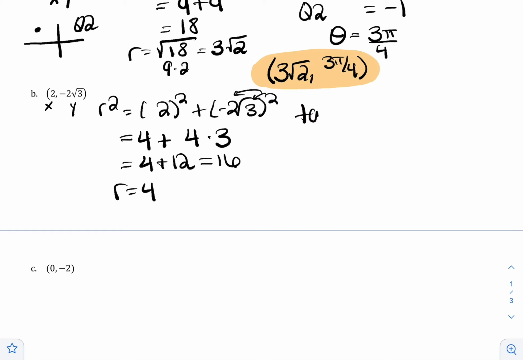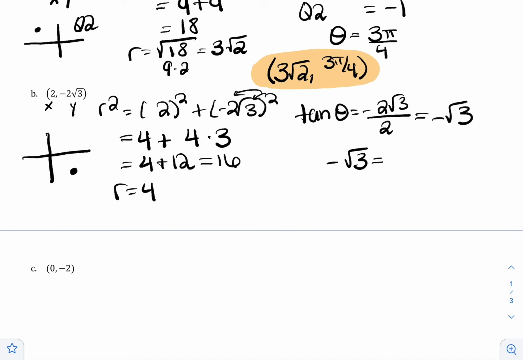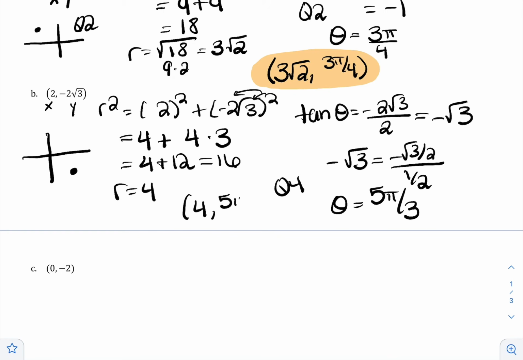Then I have the tangent of theta is y over x, which simplifies to negative square root of 3. Now, when x is positive and y is negative, that puts me in quadrant 4. The only way I'm going to get that tangent of negative square root of 3 in quadrant 4 is if sine is negative radical 3 over 2 and cosine is 1/2. So the angle that makes that true is 5 pi over 3. So my point is 4, 5 pi over 3. And there it is.